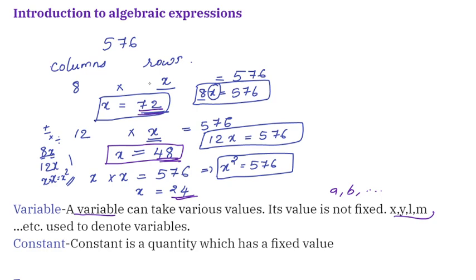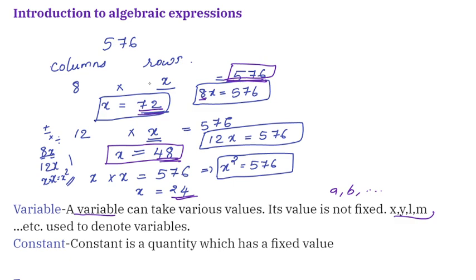The constant is nothing but what we know, right? It is a numerical value which has a fixed value. Look here, in all the places we have fixed values. 576 was fixed, so it is a constant. In the first expression, 8x is equal to 576. Here we can see that 8 is a constant and x is a variable. Look at this expression. Here, is there any constant available?